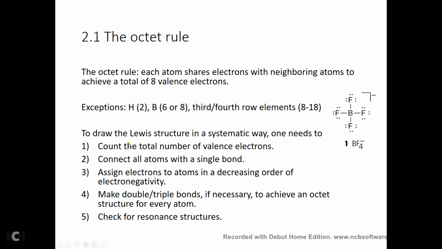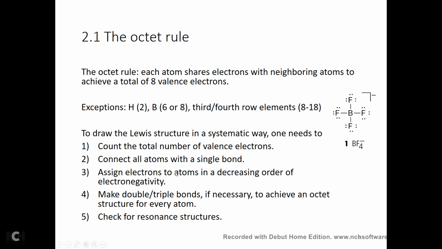That's the reason. To draw the Lewis structure in a systematic way, one needs to first count the total number of valence electrons and then connect all atoms with a single bond. How do you make the connection? You need to have some chemistry knowledge about the molecular structure. For example, over here, you don't connect this fluorine with that fluorine.